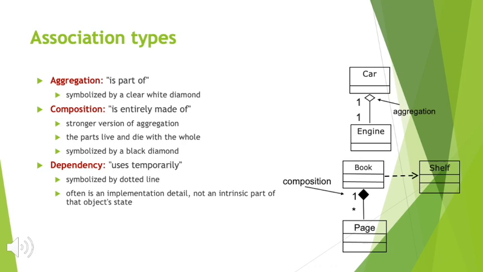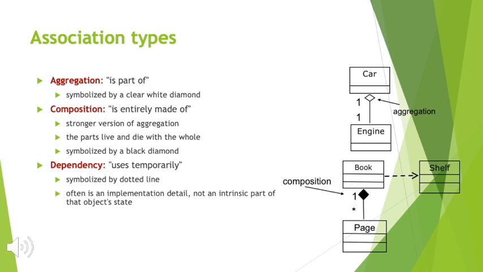And the composition. Composition means it is entirely made of. It is a stronger version of aggregations. The part lives and dies with the whole, and it is symbolized by the black diamond. So in the example here, you see page is entirely made of book. So that means there will be no book if there's no page. So that means it really depends on each other.